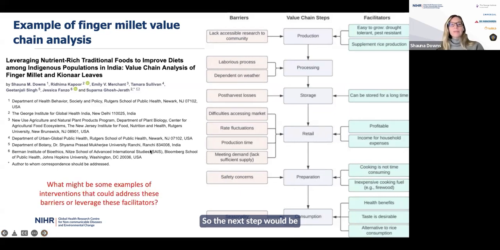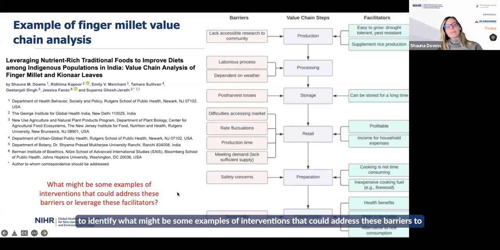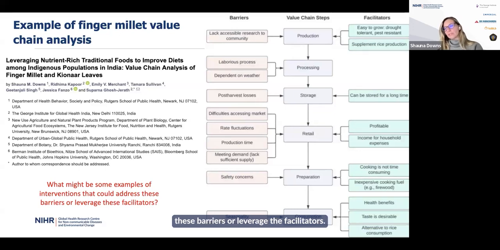So the next step would be to identify what might be some examples of interventions that could address these barriers or leverage the facilitators. So any ideas that people have in terms of knowing this? By understanding the barriers and facilitators, how might you intervene to improve consumption of finger millet in this case?